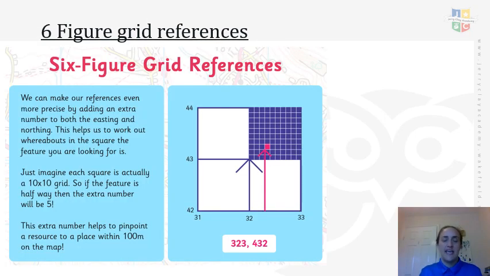Okay, so as you can see, we have our northings and eastings located on this grid here. So we've got 31, 32 and 33, which are our eastings, and 42, 43 and 44, which are our northings. So what we've got to do now is imagine that each of those grid squares are split into 100 tinier squares, as you can see on the purple grid in front of you.